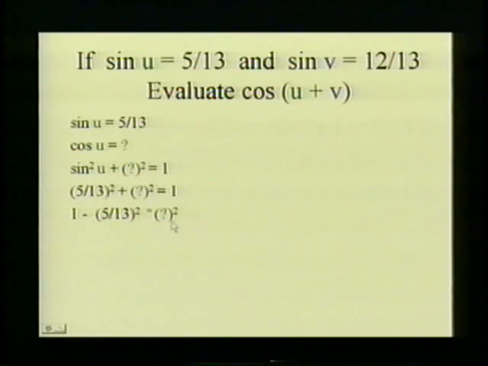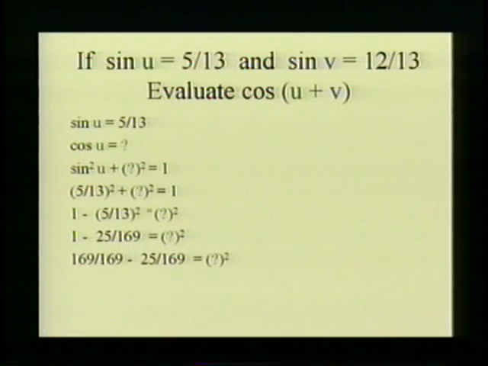Okay, and I'll have my answer squared. Well, 5/13 squared is 25/169. Now let's do this subtraction. 1 is 169/169. I just got a common denominator there. Subtract 25/169, and I get a beautiful number, 144/169. And that's what I want to know squared. So that leads me to believe that the cosine of u is 12/13.